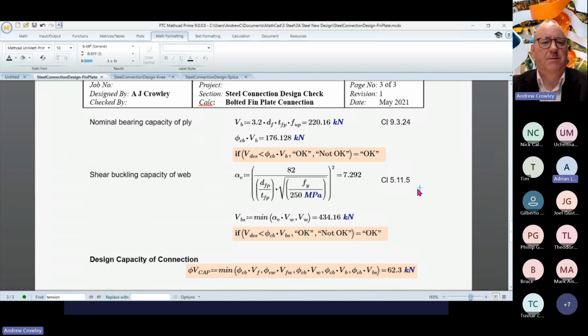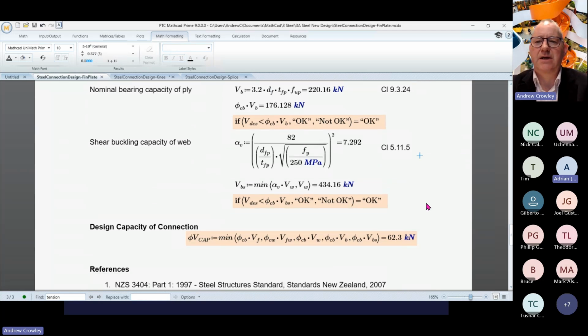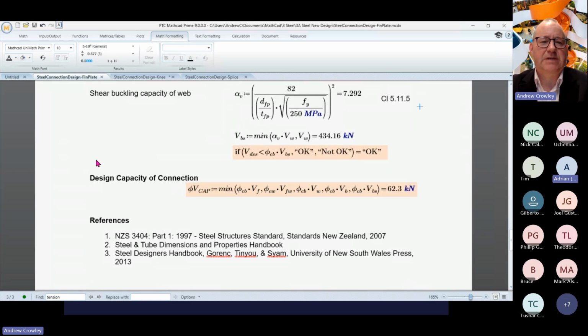If you've got a thin plate, it may buckle in shear, so you need to check shear buckling. So clause 5.11.5 gives you a factor for shear buckling. In this case, the factor is well over 1, so shear buckling is not going to be a problem with this particular plate. You take the minimum in any case, and then you have a design shear capacity, which is below your applied. So you can summarize that by saying your design capacity of the connection is 62.3 kilonewtons. Okay, nice and simple. You can go on to the next one.